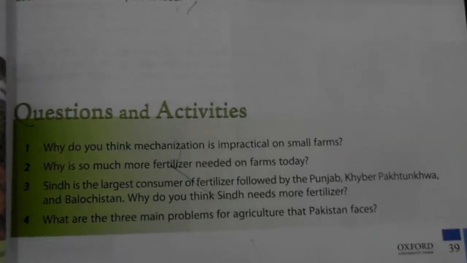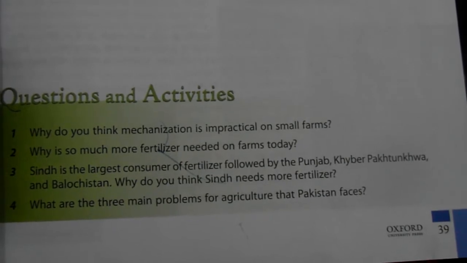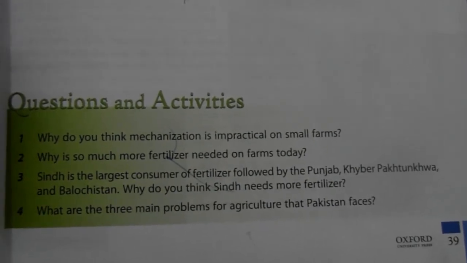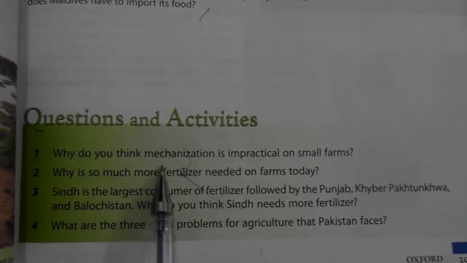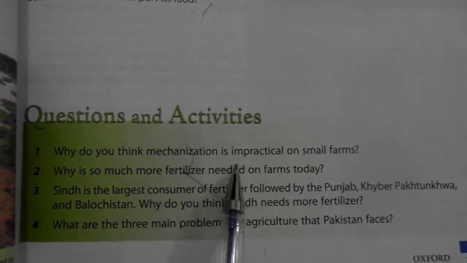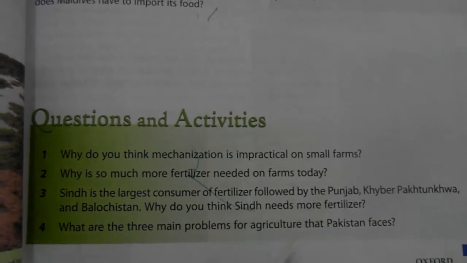As we have completed this whole chapter, today we will do its exercise. It is page number 39. Let's start. Question number 1 is, why do you think mechanization is impractical on small farms?